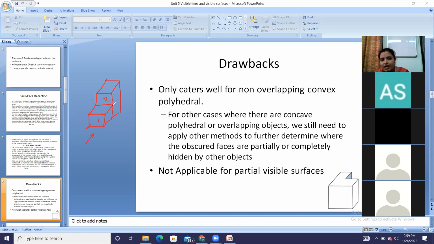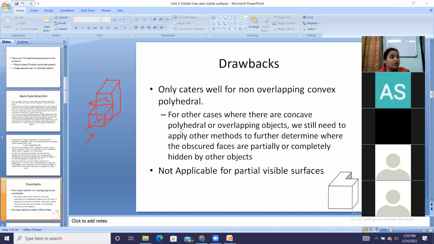What happens if I am considering the back side of cube number 1? If I consider its back side, it will be invisible, but if I observe this front side of the second cube, it will be visible. So I cannot predict for overlapped objects which sides are visible and which are not. So this method is applicable only for single convex objects. We cannot use it for either concave or overlapping convex objects. So in both cases, the algorithm does not work.